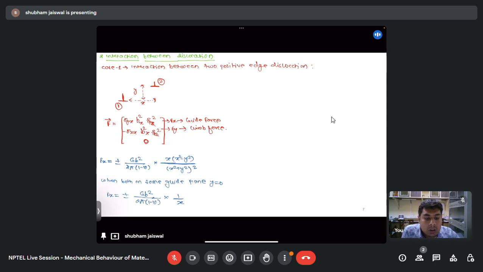Okay, so suppose both the dislocations are not on the same glide plane. In that case, if we consider both have the same nature, so let's say both have a positive edge dislocation. So let's consider this condition. They are at some angle, they are making some angle with the first dislocation. If we represent the values of y in terms of x, we can plot a curve.